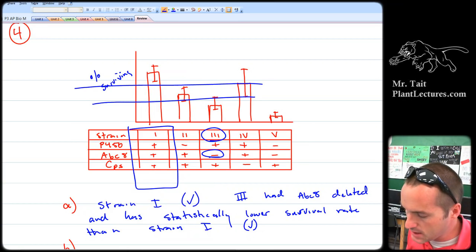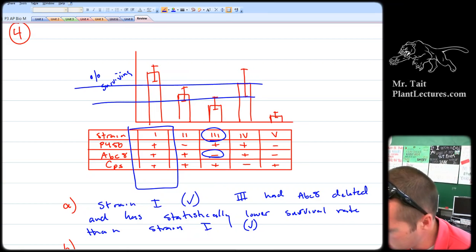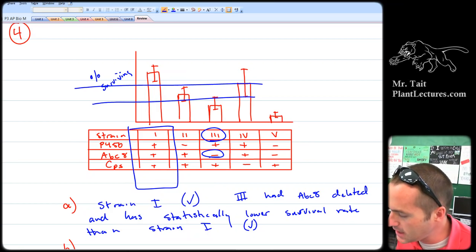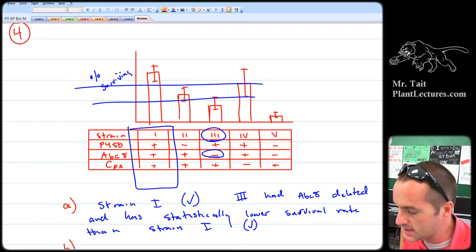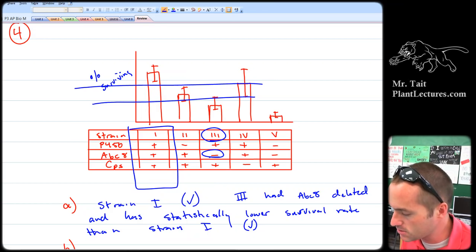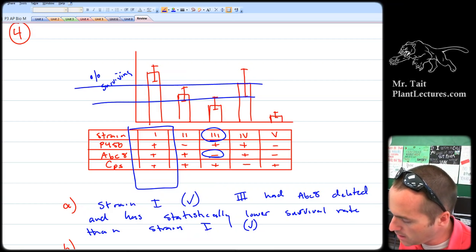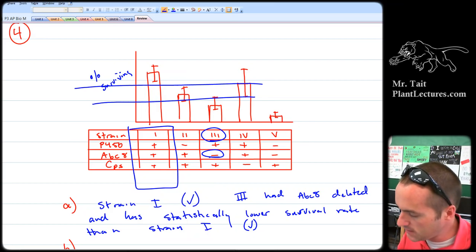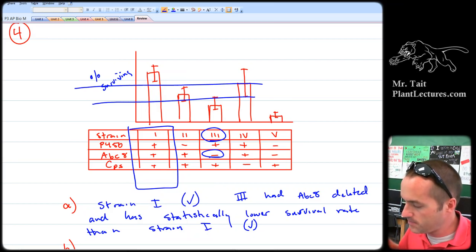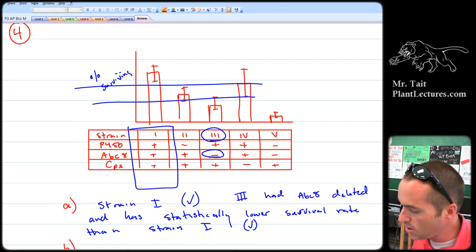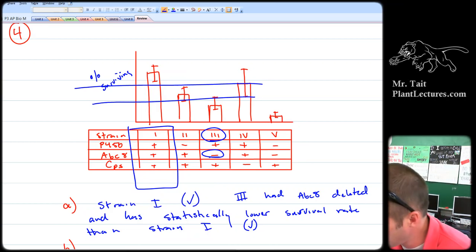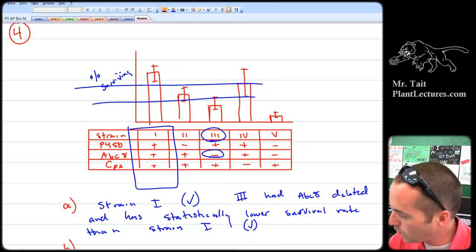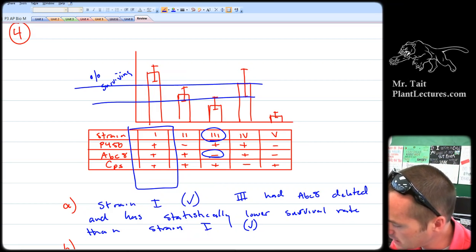Then part B says P450 encodes the enzyme that detoxifies insecticides. ABC8 encodes a transporter protein that pumps insecticides out of the cell. CPS encodes external structures, and so on. So CPS is stopping it from coming in, whereas P450 and ABC8 fix it once it does come in. Explain how the deletion of P450 and ABC8 results in a lower survival in bedbugs compared with the deletion of CPS only.